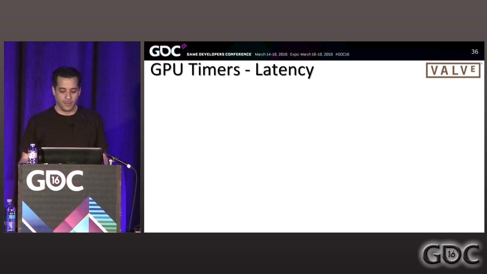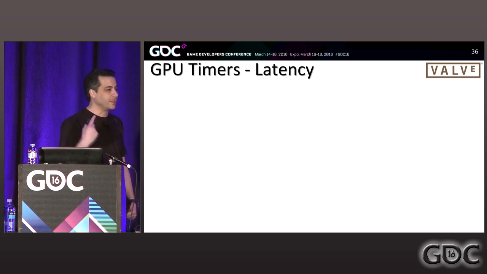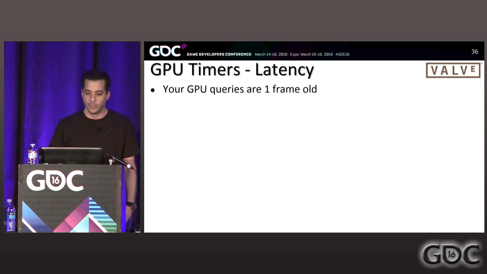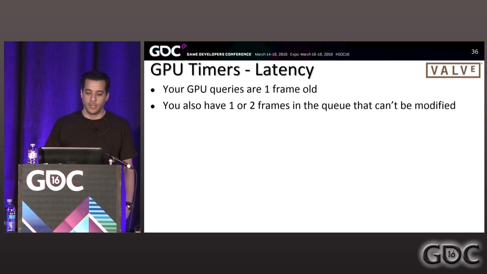But one thing you have to keep in mind when you're thinking about this algorithm is you have to understand timer latency, and very specifically for how we predict in VR and how we're going to be rendering. So whenever you ask for a GPU timer, you're already one frame old. There's already one frame of latency in that timer. And you might actually have 1 or 2 frames in the queue that you can't touch. Meaning, as you detect that you're already about to drop frame rate, there might be 1 or 2 frames in the queue that are already rendering that you can do nothing about. So you have to be really conscious of this as you're designing the algorithm.